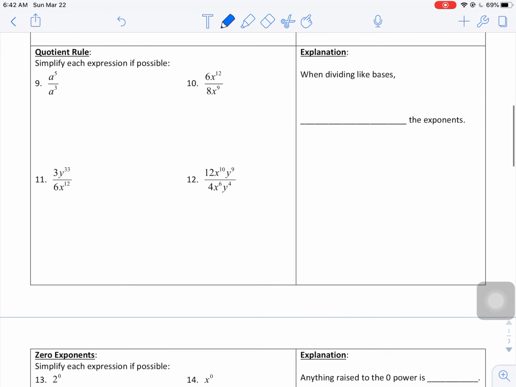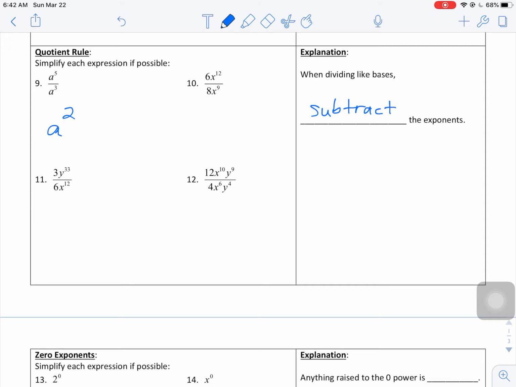In the next section, the quotient rule is for when we're dividing like bases. When that happens, you want to subtract the exponents. So on 9, a to the 5th divided by a to the 3rd, you just subtract 5 minus 3 and get a squared.